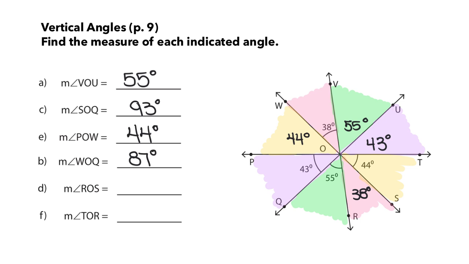Angle ROS. Mary Liddy? Pink, so it's 38. It's the pink section, so it's 38 degrees. And then we have TOR. Jonah? It's 2 colors, so if it's pink and yellow, what do I have to do? 44 and 38 gives you 82. 82 degrees. Very good.